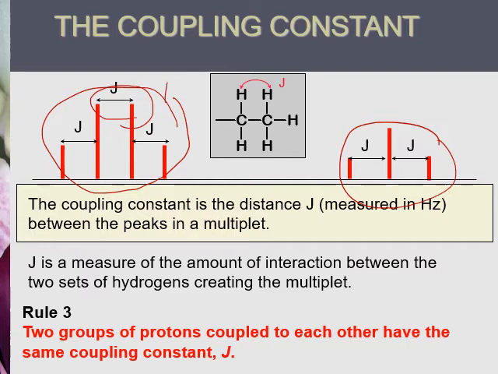Suppose this quartet is due to this hydrogen, and the triplet is due to the right side hydrogen. Because these 2 types of hydrogen couple each other, causing this splitting, the coupling constant J on the left side equals the J coupling constant on the right side.